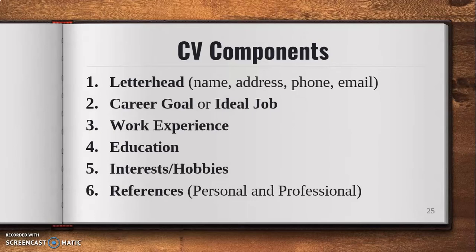First, let's discuss the components of a CV. The maximum limit for these components is 5 up to 6 headings. That's enough. But these components are very much useful to include in your CV. First, we're going to talk about the letterhead. Under the letterhead, try to include your name, your address, postal address, phone number, and email address. And then try to discuss your career goal or ideal job. Just try to be brief, 3 or 4 lines or sentences is enough.